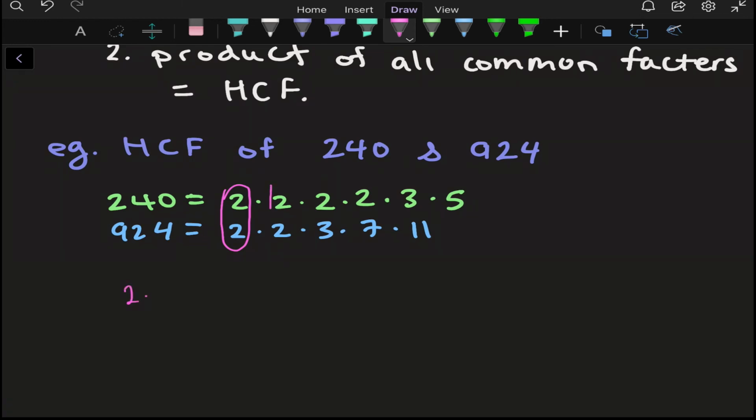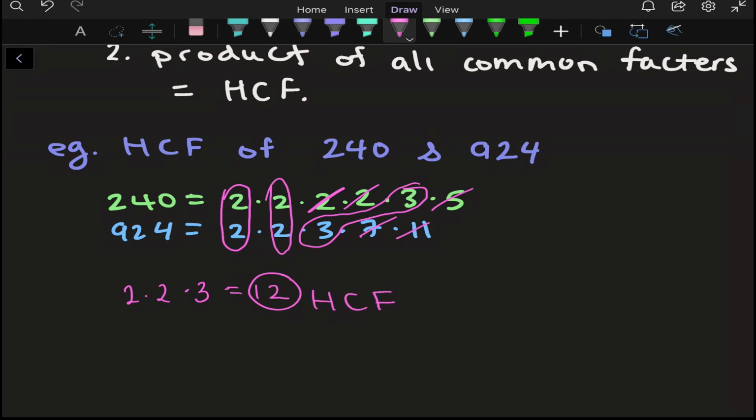Now there's another 2, so we can pair those up as well. So we get another 2 down here. And there's 2 more 2's, but there's no more 2's down here, so we can cross those out. There's a 3, so we can pair those up, go times 3, and then nothing else. Right, so 7, no, 5, no, 11, no. So 2 times 2 times 3 is 12, and that's multiplying all the common factors together. So 12 is our highest common factor of 240 and 924. Okay, pretty straightforward.